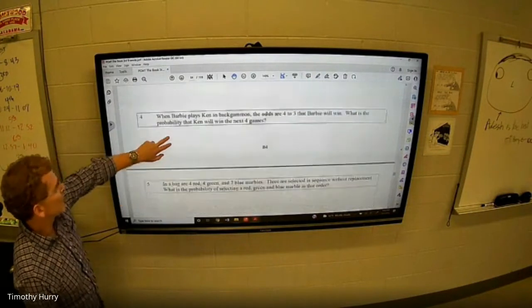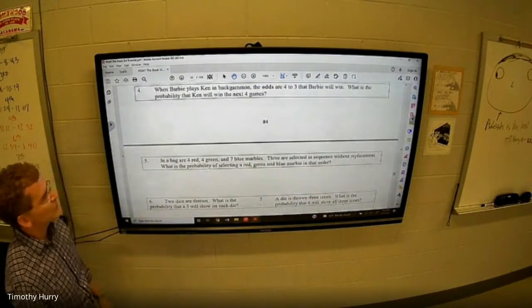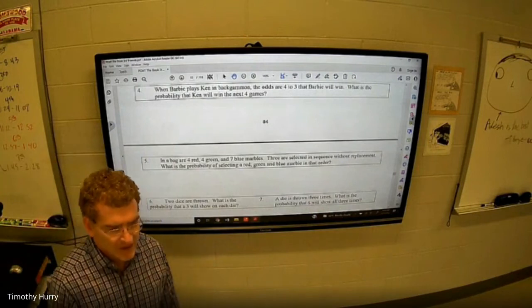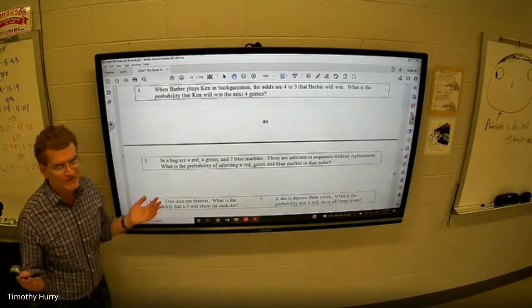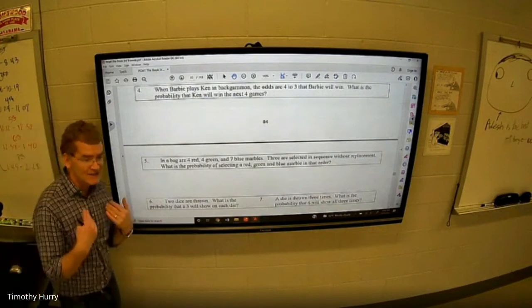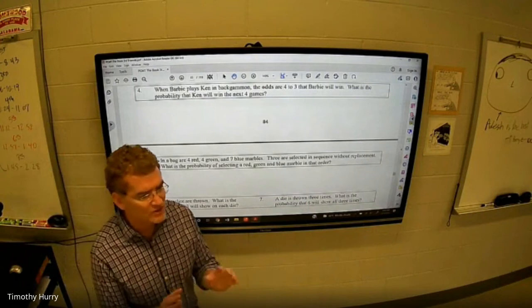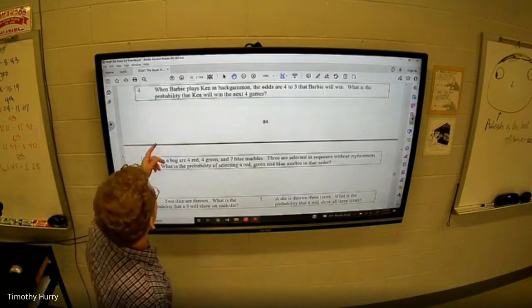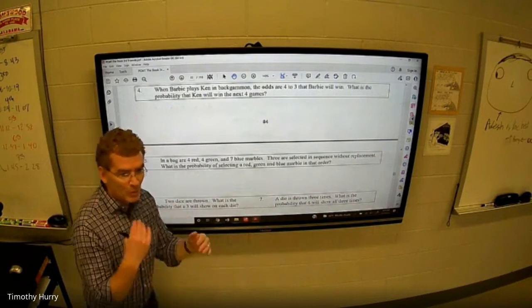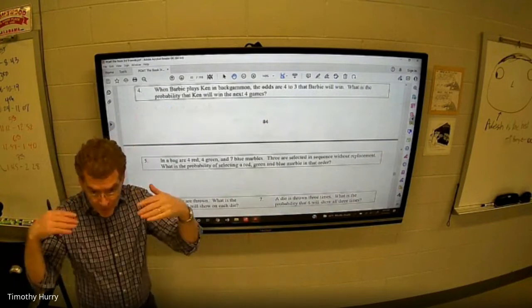What about this? Barbie plays Ken in backgammon. The odds are 4 to 3 that Barbie will win. Well, I just snuck odds in there, didn't I? Odds don't work well when I start doing all these combinations and permutations. So my suggestion from yesterday continues today: always change your odds to probability and work with that. And in the end, if it happens to ask for odds, convert it back. But we live in probability. That's where all of my rules make sense.